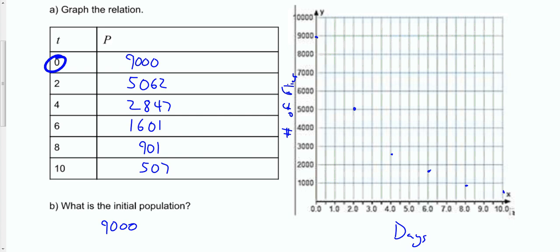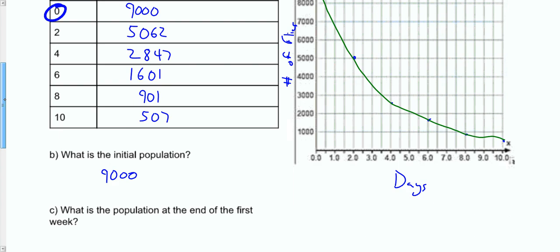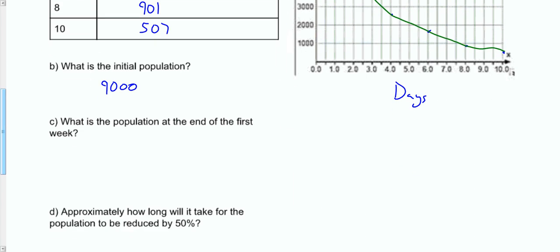If I want to graph this, I'm just going to join my dots together as smoothly as I can. So now I've got my exponential curve. Now I want to figure out what the population is at the end of the first week. Well, the first week represents 7 days. One week is equal to 7 days.